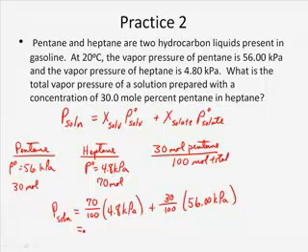So we have plus 0.3 times 56. I'm getting 20.16 kilopascals. And that falls in between the vapor pressures of both, and it's a little bit closer to the vapor pressure of the solvent, which is what we would expect.